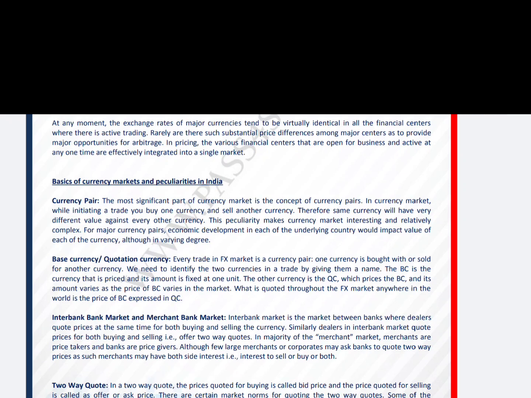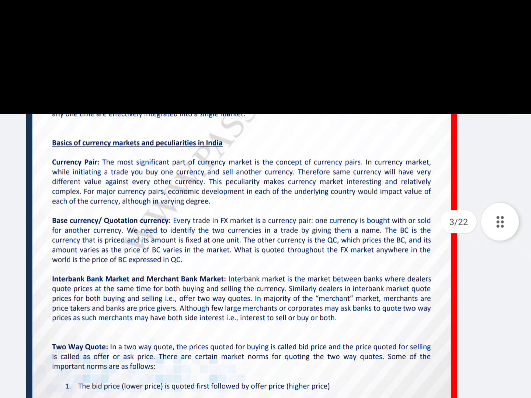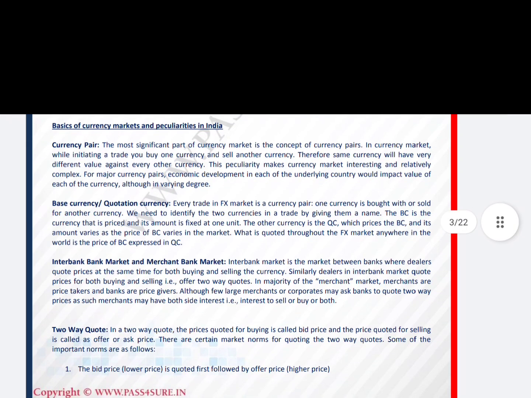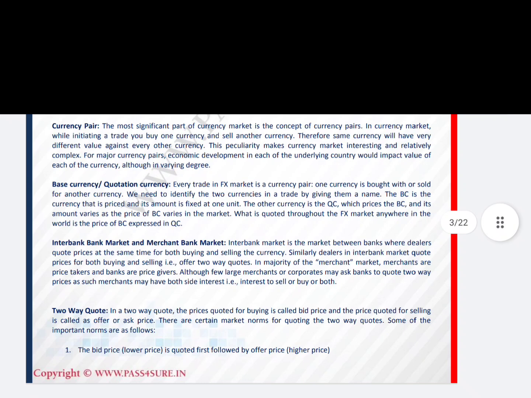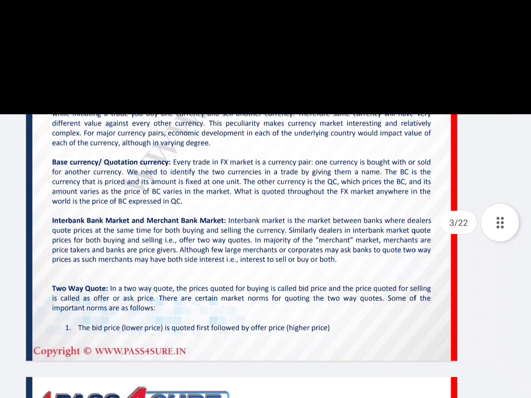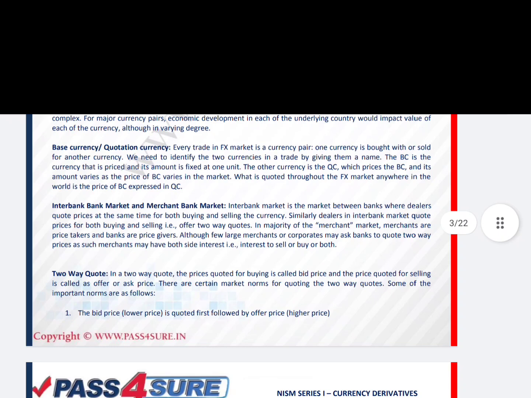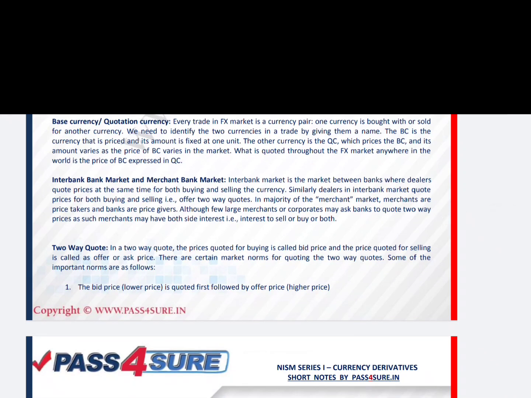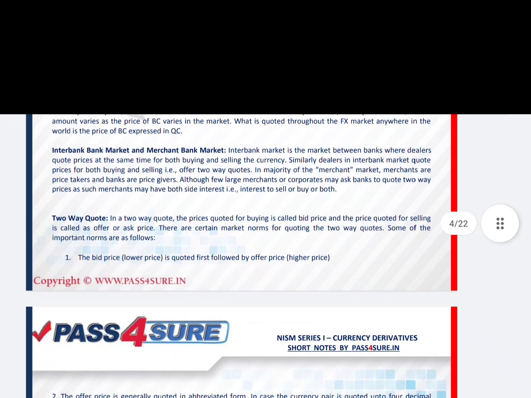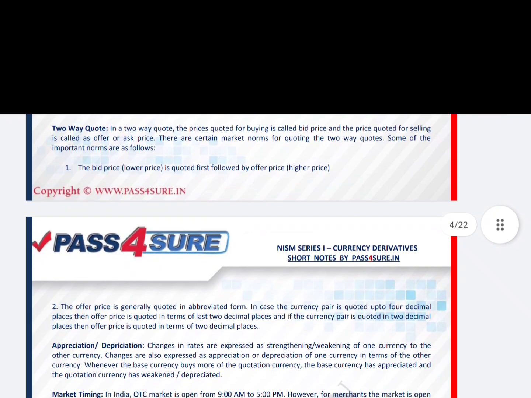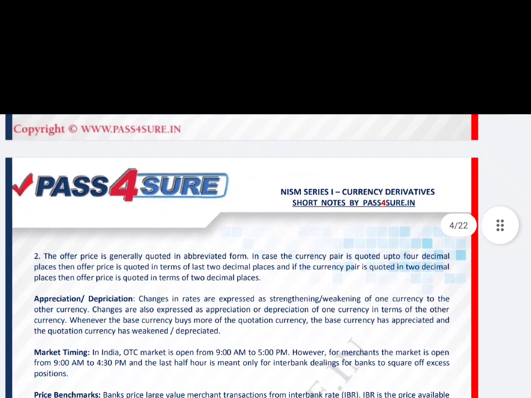Currency pairs. The most significant part of the currency market is the concept of currency pairs. In the currency market, while initiating a trade, you buy one currency and sell another currency. Getting this? When you are buying USD INR, it means you are buying USD against INR. Second question: what is base currency and quotation currency? Base currency is the first currency. In USD INR, the base currency is USD and the quotation currency is INR.